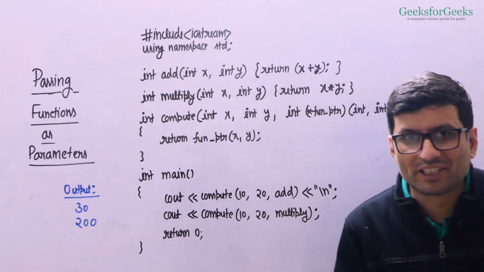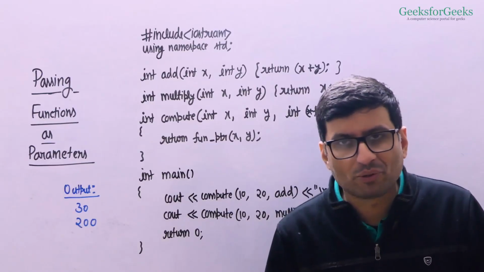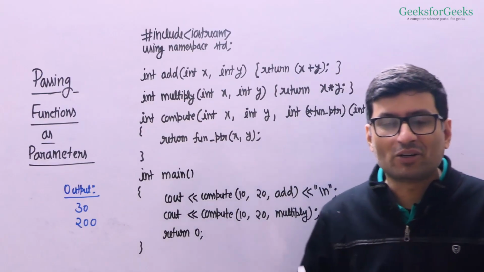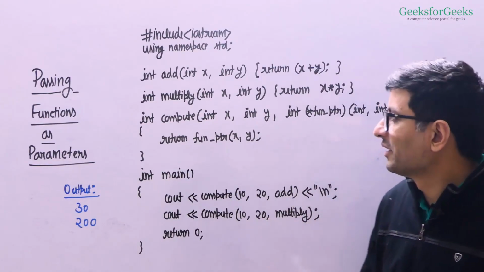In the examples that we discussed in the previous video, we were simply creating a function pointer and calling the function using the function pointer. Let's now understand the real use of function pointers with this example.